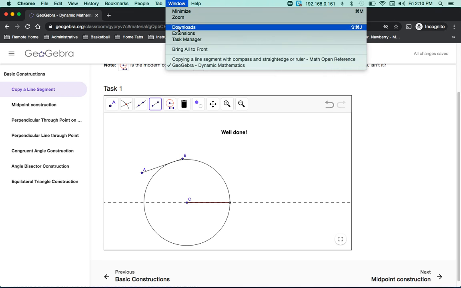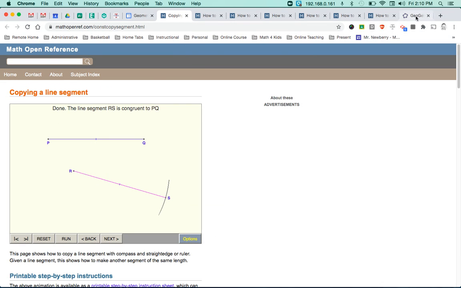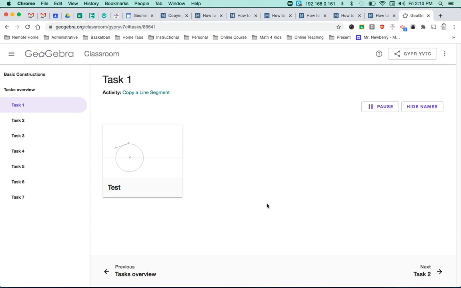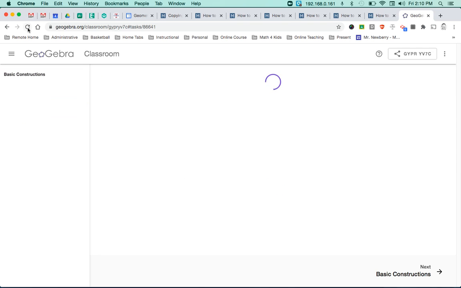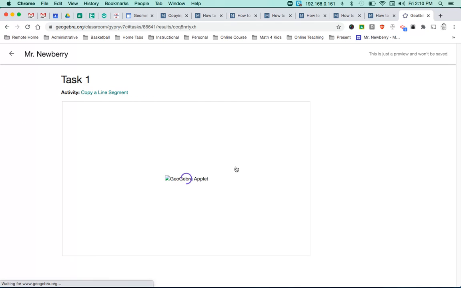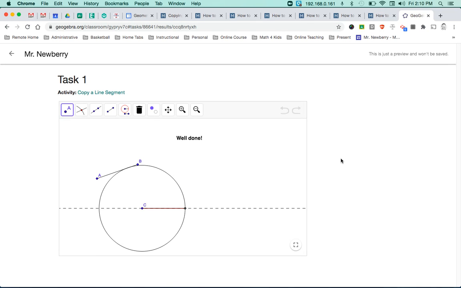And here's why. As a teacher, I'm able to go in here and look under our class at the tasks that have been done. And if I go to task number 1, there we go. If I go to task number 1, now I did a test earlier. Now I did one with Mr. Newberry because that's what I typed my name in as. If I click on it, I can see what your finished product looks like and if you did it correctly.